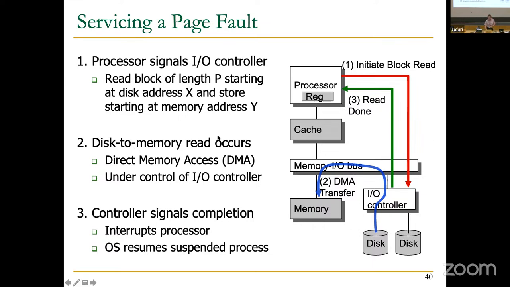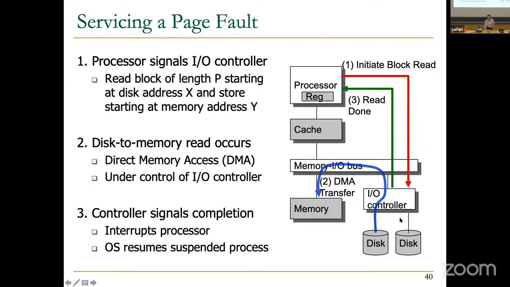And a disk-to-memory read occurs, and this is usually handled using direct memory access. There's a setup that happens in the memory controller, and the memory controller automatically transfers things from the disk to memory without involving the processor. This is one of the cases where we don't involve the processor, because there's a lot of data that may be transferred from disk to memory. It could be 1 gigabyte, as we have seen, right, with a large page.